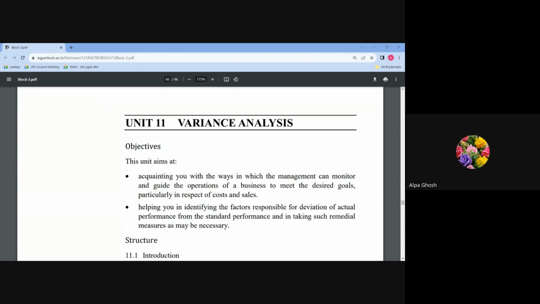Variance is the difference between actual and expected. Am I clear? Yes, very clear. Okay, so variance is this. When we say that we have moved from the estimated to something actually different, this is known as deviation. So why has this deviation occurred?